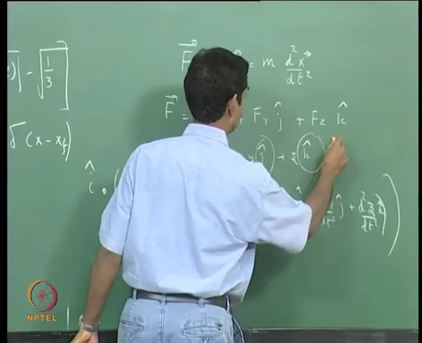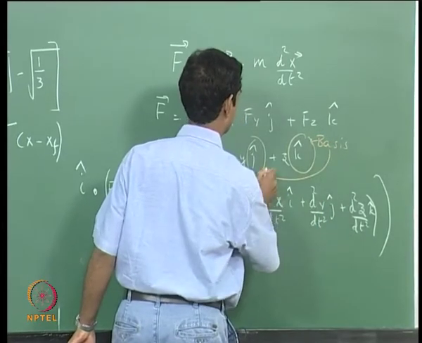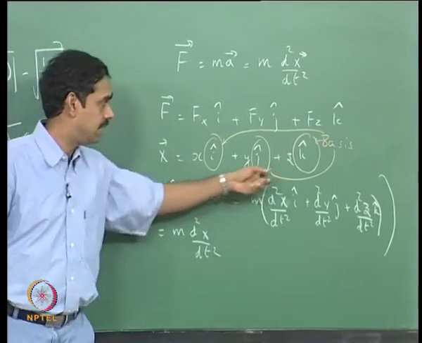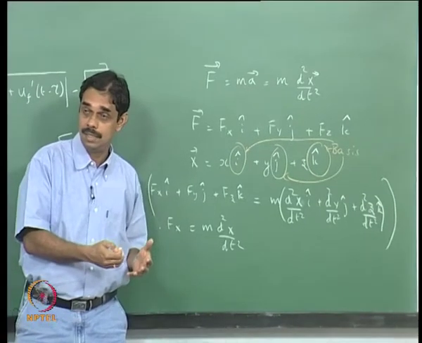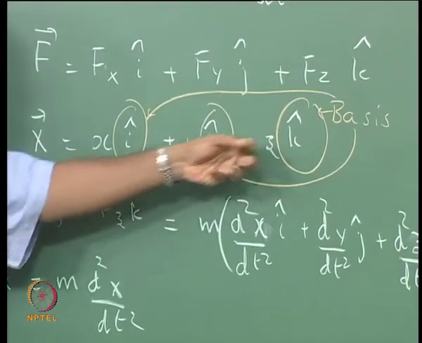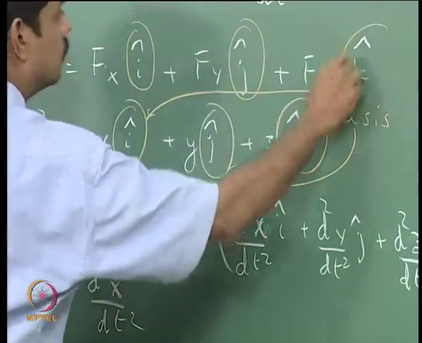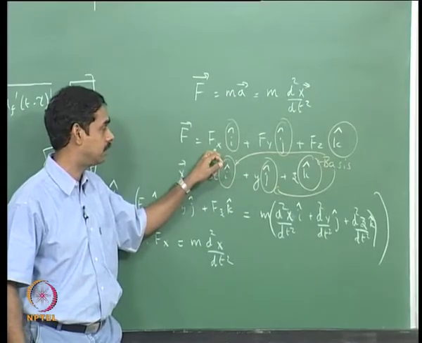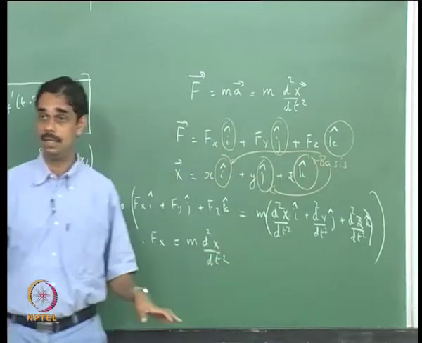So these are actually bases, okay, and the x, y and z are the coefficients that multiply the basis functions. I hope this is clear, and we are attempting to get x, y and z. Similarly, i, j, k are also basis functions, and we are attempting to get the coefficients fx, fy and fz. So that is the idea.